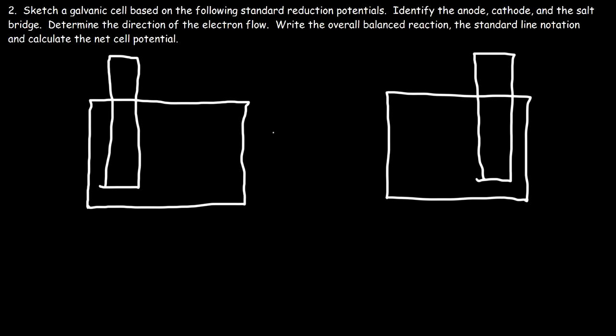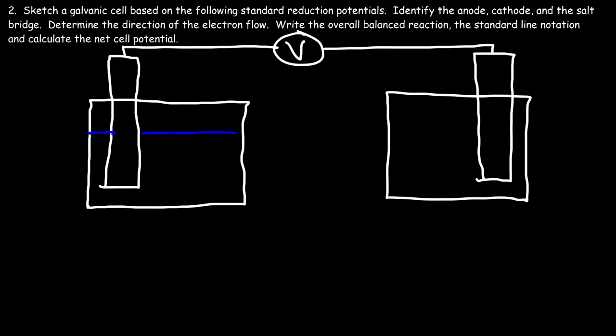And if you want, you could put something in between, like a voltmeter or a light bulb. But that's not necessary. You could do that if you want to. And then we need to have the salt bridge. But first, let's put some fluid in both containers. Now the salt bridge is just going to be represented by this line. It's to maintain charge balance.